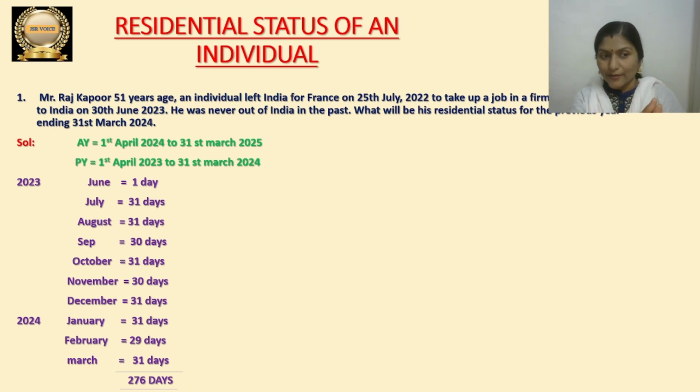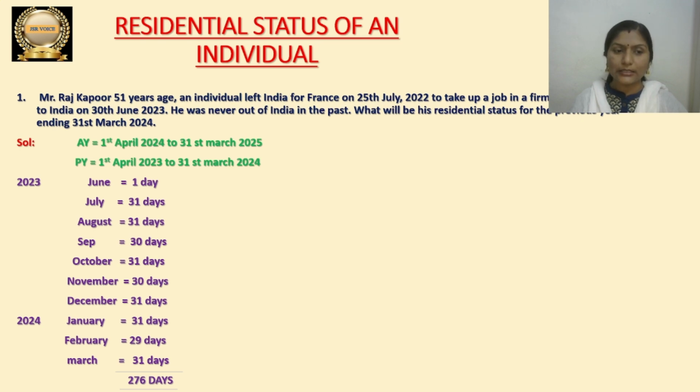I have given this in the solution. You can observe June 2023. In the month of June, how many days he stayed in India? Only one day. Next, after June, is July. In July he was completely in India, because he returned on 30th June and later he was in India only. So in July, 31 days, I took July as 31 days.